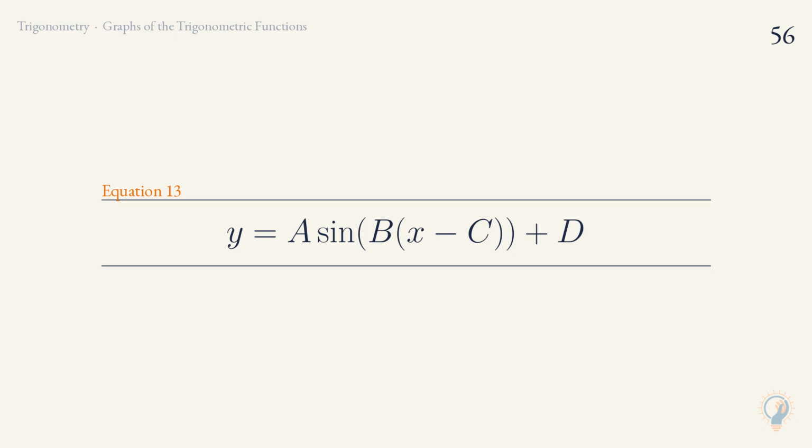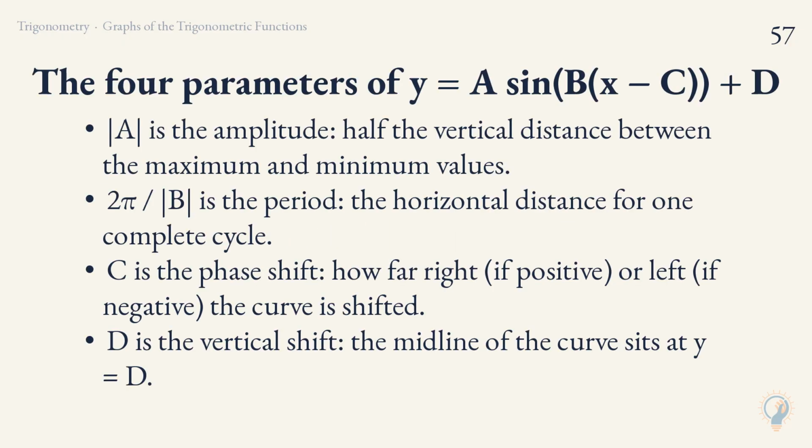Equation 13, the standard sinusoidal form, y equals a times sine of b times the quantity x minus c, plus d. The 4 parameters a, b, c, and d each control one distinct visual feature of the curve. The 4 parameters of the standard sinusoidal form.